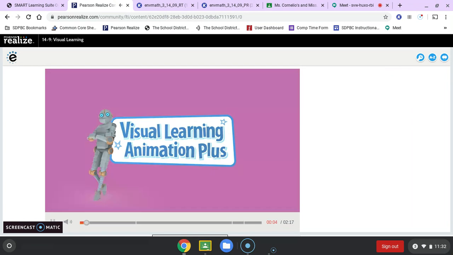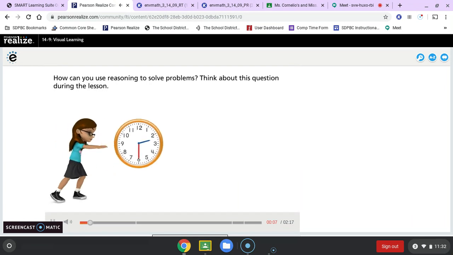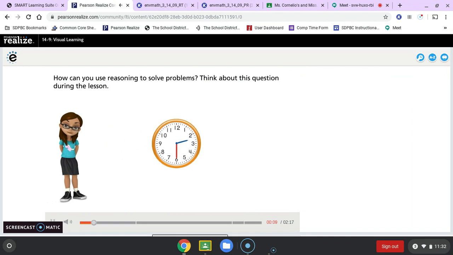And it's going to help us using time and order. How can you use reasoning to solve problems? Think about this question during the lesson.